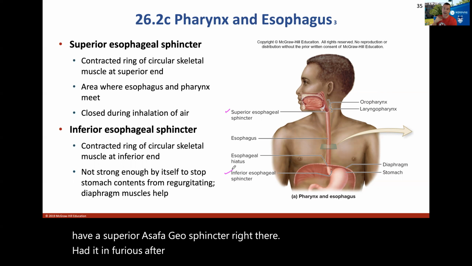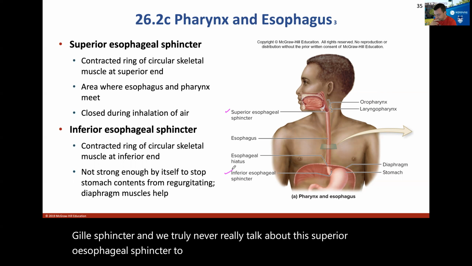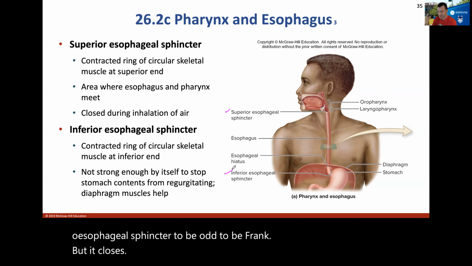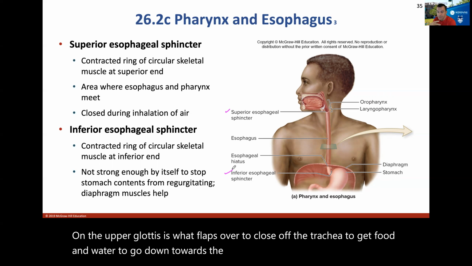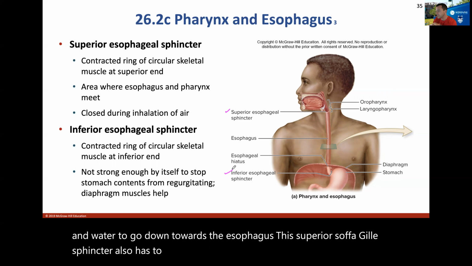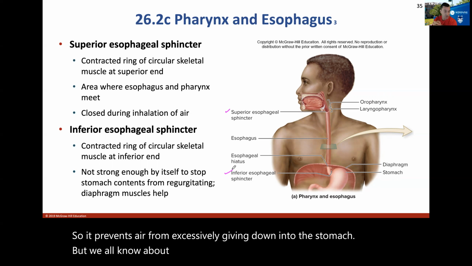You don't know it as an inferior esophageal sphincter. And we truly never really talk about the superior esophageal sphincter, to be frank. But it closes. We always talk about just the epiglottis. The epiglottis is what flaps over to close off the trachea to get food and water to go down towards the esophagus. The superior esophageal sphincter also has to relax and open up. It constricts when you breathe, so it prevents air from excessively getting down into the stomach. But we all know about the inferior esophageal sphincter. That's your cardiac sphincter.